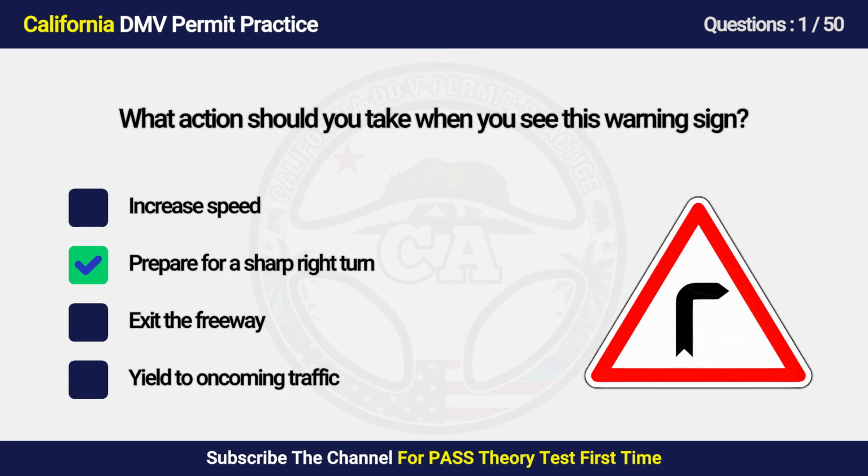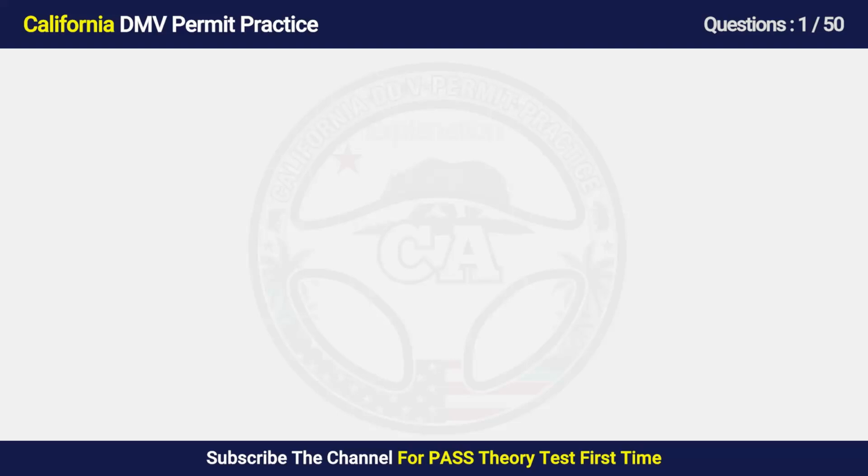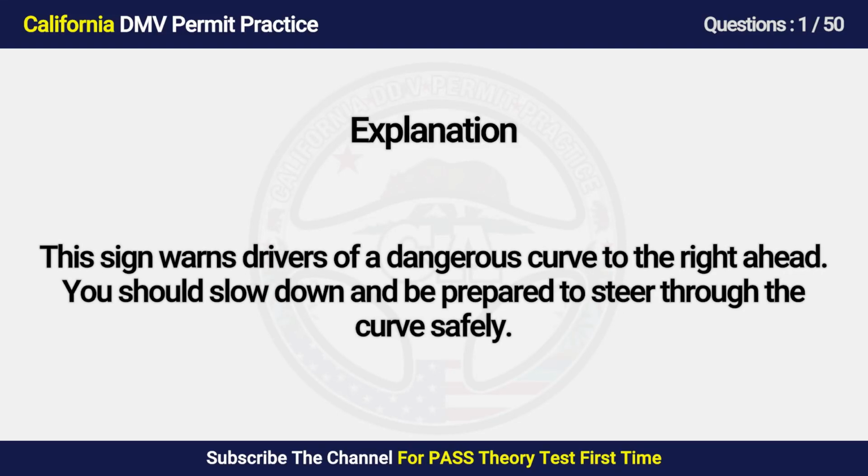Answer is B. Prepare for a sharp right turn. This sign warns drivers of a dangerous curve to the right ahead. You should slow down and be prepared to steer through the curve safely.